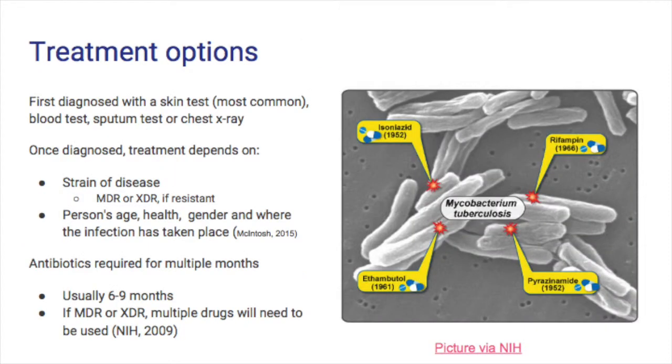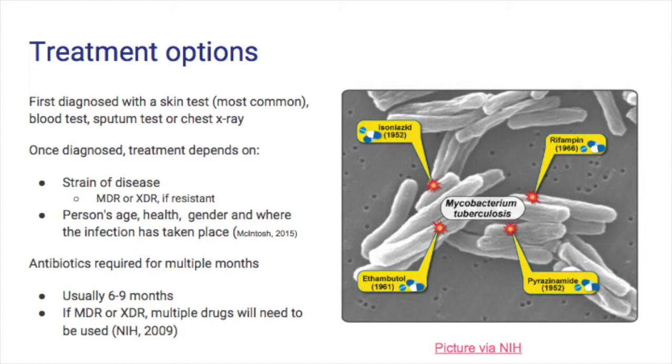So now I'll talk a little bit about, once those signs are recognized, what the treatment options include. TB is most commonly first diagnosed with a skin test, or potentially a blood test, a sputum test, or a chest x-ray to look for those lesions that have begun to calcify. Once TB is diagnosed, the treatment depends on, one, the strain of the disease, so if it's resistant to any drugs, and two, the person's age, health, gender, and where the infection has taken place, so if it's spread past the lungs to the heart, to the bones, wherever that may be.